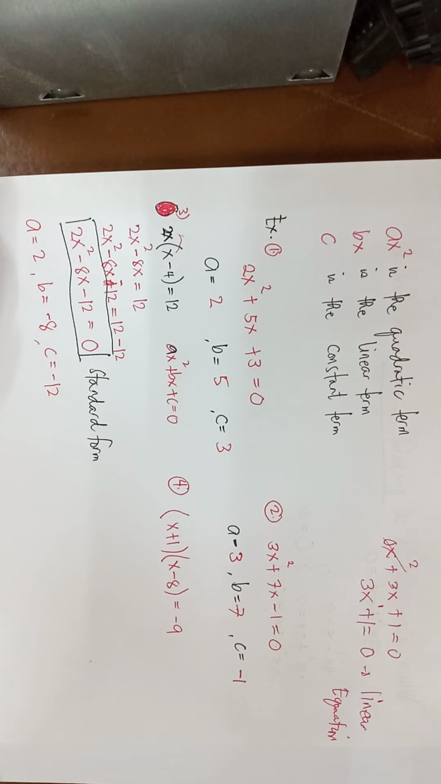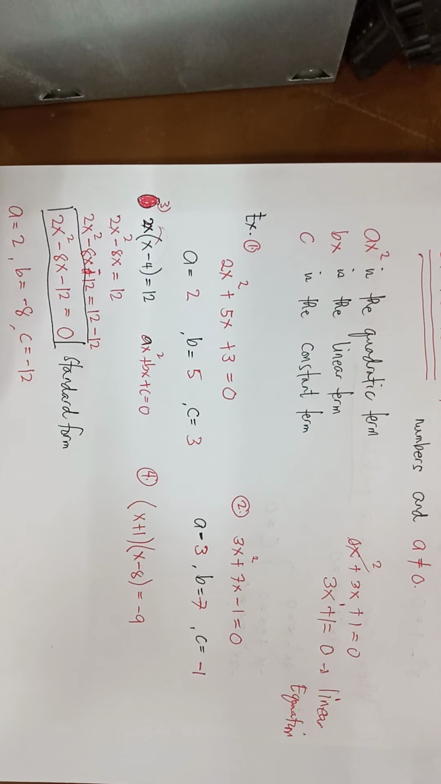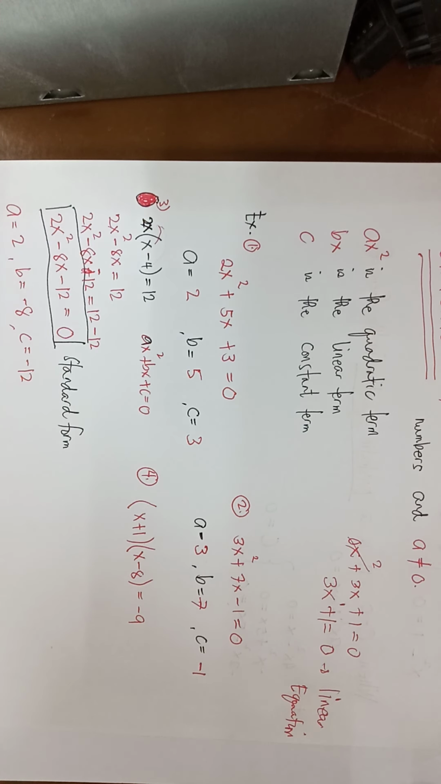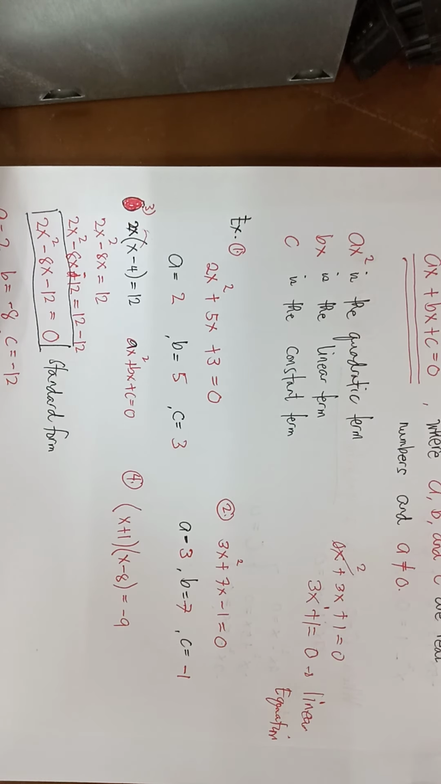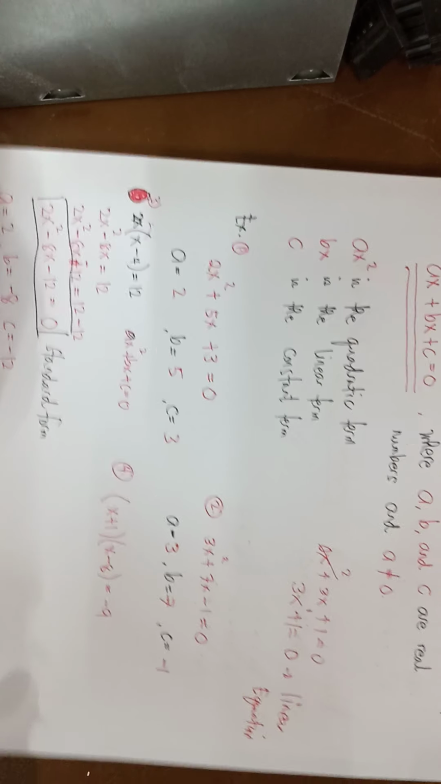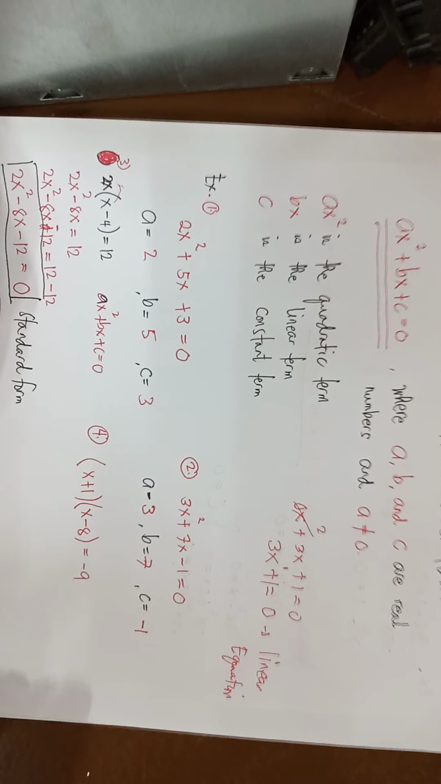Okay, for the last example, number 4. We have x plus 1 times x minus 8 equals negative 9. Is it already in standard form or not? Okay, it is not in standard form. So again, if it is not in standard form, make the equation into a standard form. So transform this one into a standard form. What are we going to do? So x plus 1 times x minus 8.